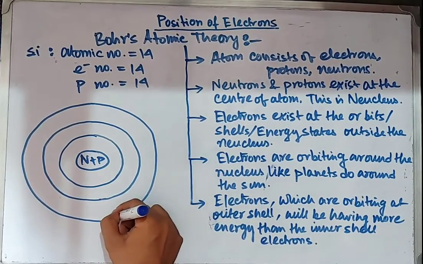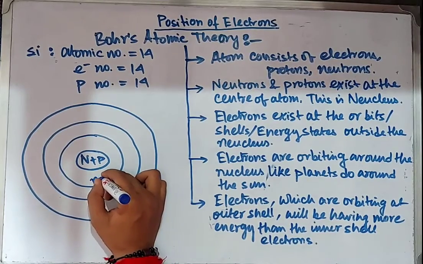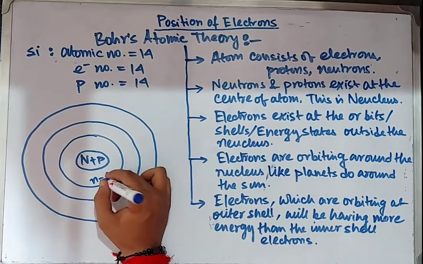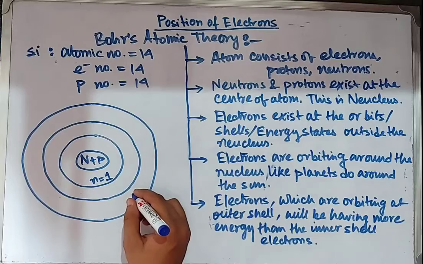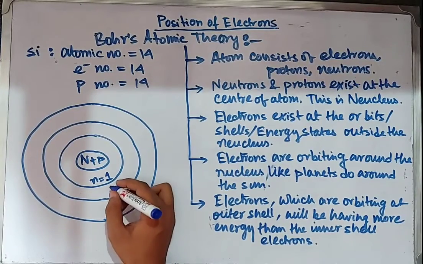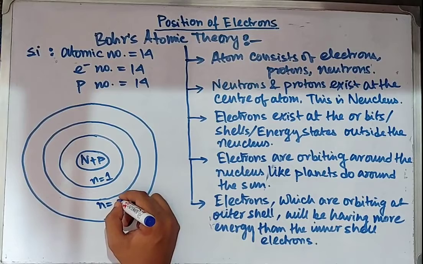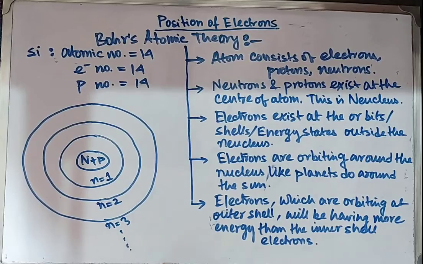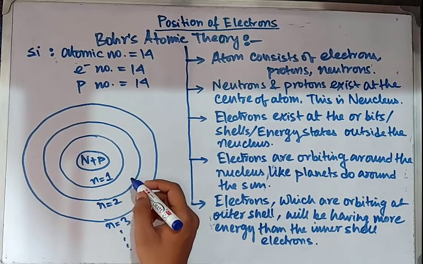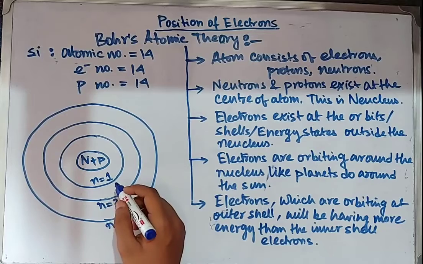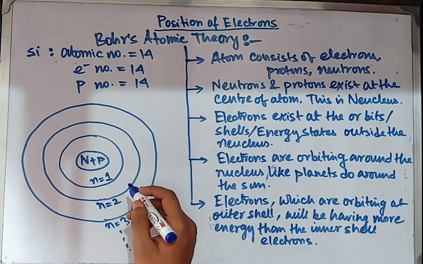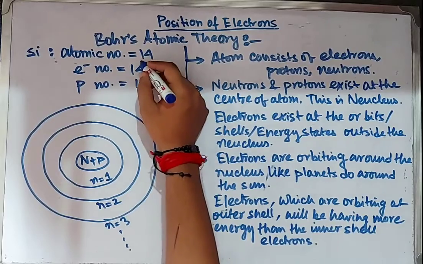These shells are identified by the principal quantum number, which is denoted by n. The first energy shell is identified by n equal to 1, the second energy level by n equal to 2, and third is n equal to 3, and so on. So this n is the principal quantum number, and it helps us to identify the energy levels. There we have 14 electrons.